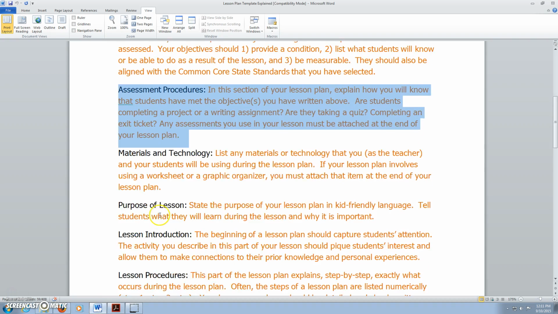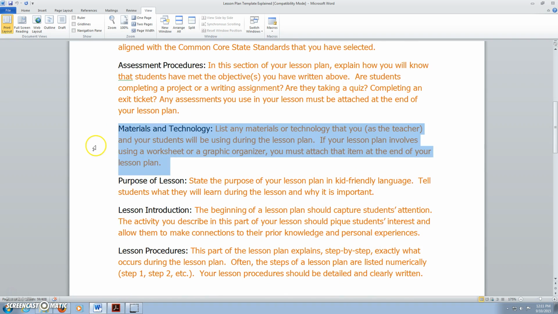All right, materials and technology. That's a pretty easy part of your lesson plan to fill out. That includes any books you're using in the lesson plan, any worksheets that you need to hand out to students, any writing utensils like pencils, computers, whatever it is that students or the teacher will be using in the lesson plan, those items need to be listed there.